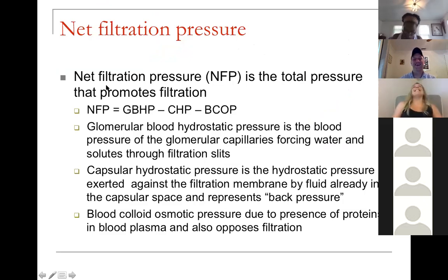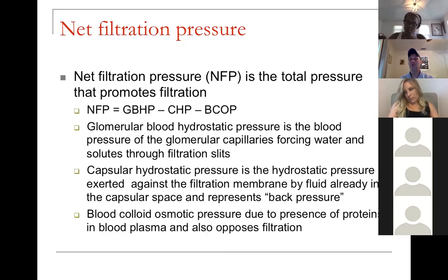Okay. Where the net filtration pressure is the glomerular blood hydrostatic pressure in the blood of the capillary beds minus the capsular hydrostatic pressure. So blood moves into the space, the capsule pushes back. And once you've pushed all those materials through that fenestrated capillary bed, you now have that opposing blood colloid osmotic pressure you were hoping you were never going to see again.